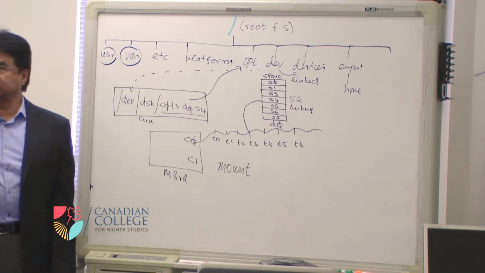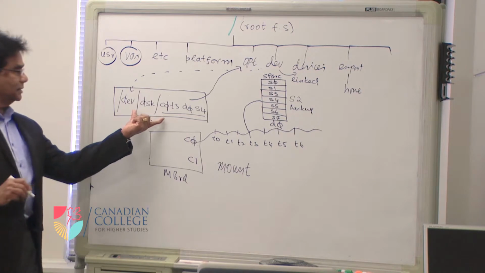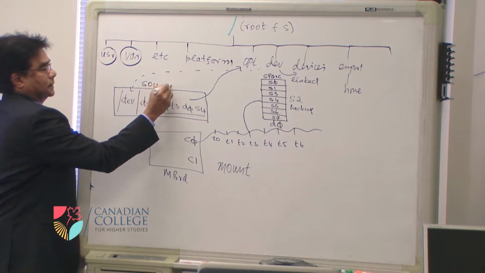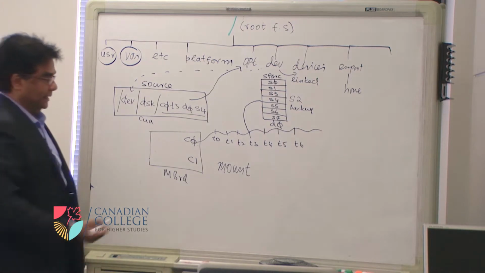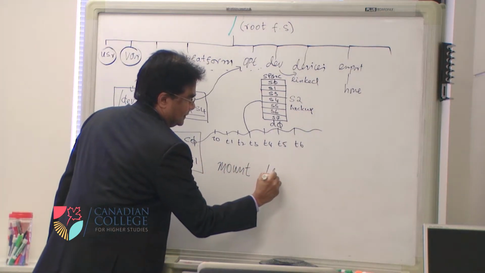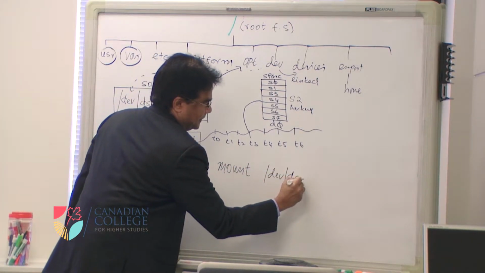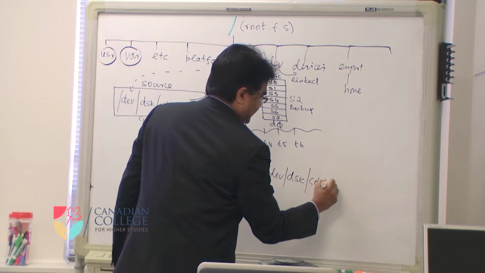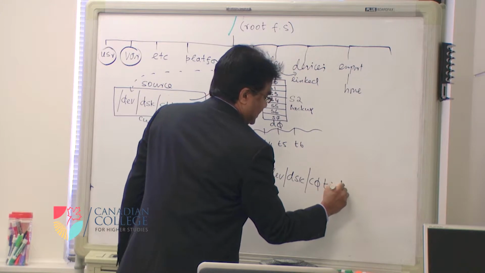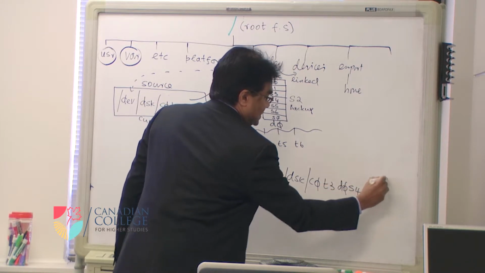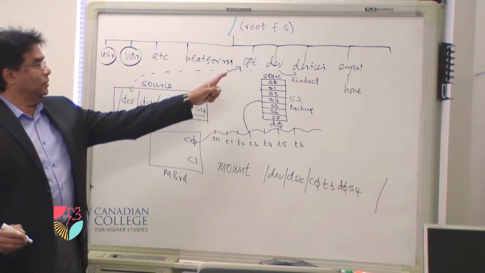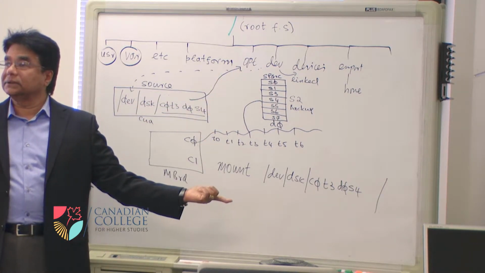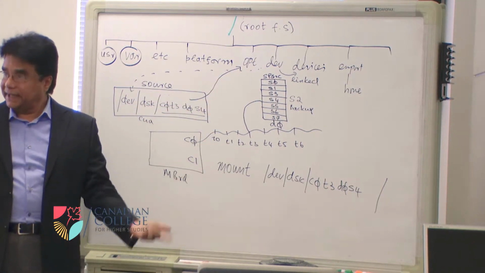It will say mount, okay? What is going to mount? This is the source. Source to mount, right? So I will mount dev DSK C0, then T0, T3, D0, S0. Under what directory will I mount? Under OPT. OPT is a directory under the root, okay?